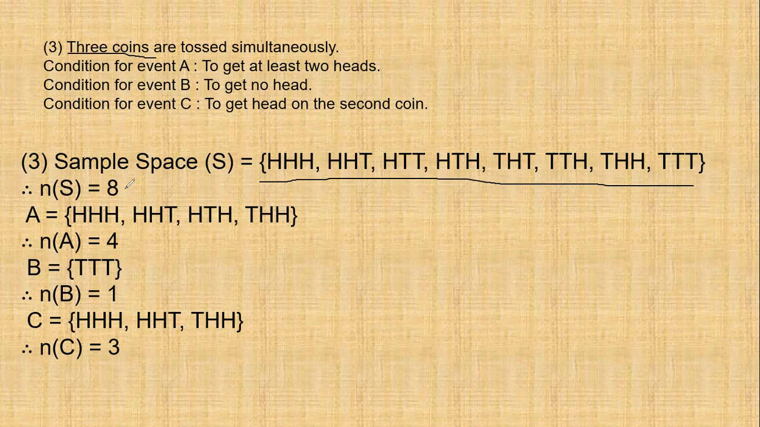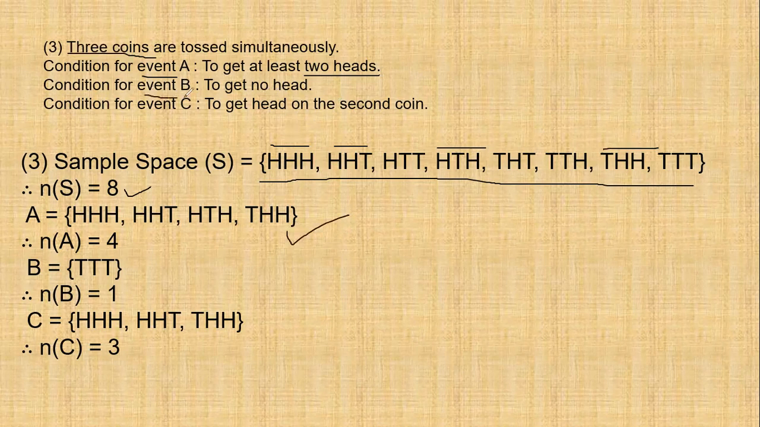So here the total number is 8. Now event A is to get at least 2 heads. At least means minimum 2 heads. Maximum, there is no problem if it is more than 2 heads. So which are the minimum 2 heads? First one, that is HHH, then HHT, then HTH and THH. So like that, you have written 4.